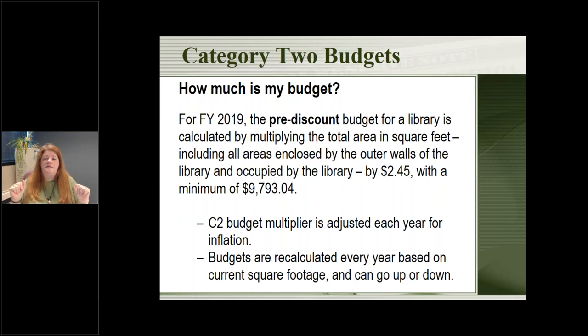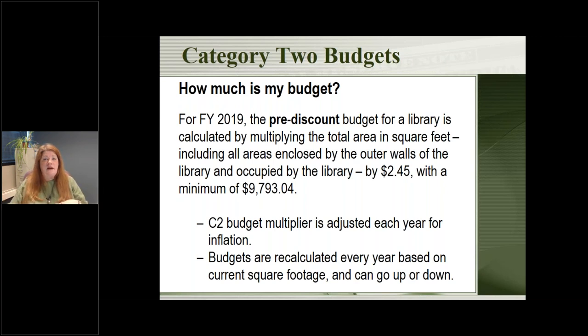But there is a minimum of that. So $2.45 per square foot, but a minimum of $9,793.04, which sounds like a very ridiculous number. Why is it not just a round number? It was originally a round number when they first started these five-year budgets, which was the first year in 2015. But then every year, that amount that it multiplies by is raised for inflation, making that round number no longer a round number. So we just work with what the math tells us.